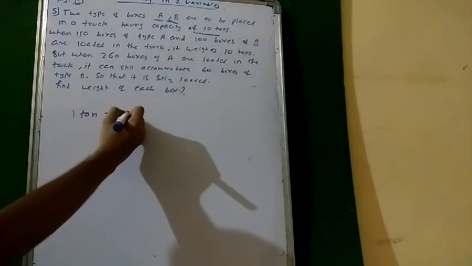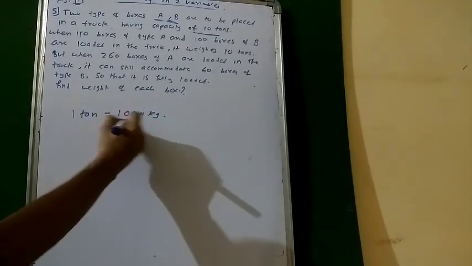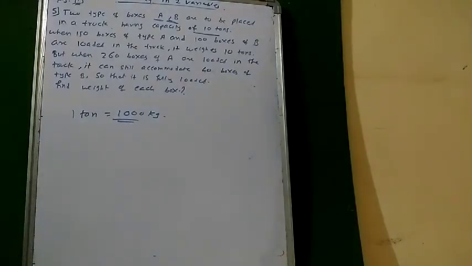Okay, we'll start with the fifth question. You can see that it is a big question and I have very little space to solve it. So I'll read the question for you first. There are two types of boxes, box A and box B. A and B are the important terms in this question. They are placed in a truck having a capacity of 10 tons. Pay attention, 1 ton is 1000 kgs. So 10 tons is 10,000 kgs. We will use this when we solve the question.